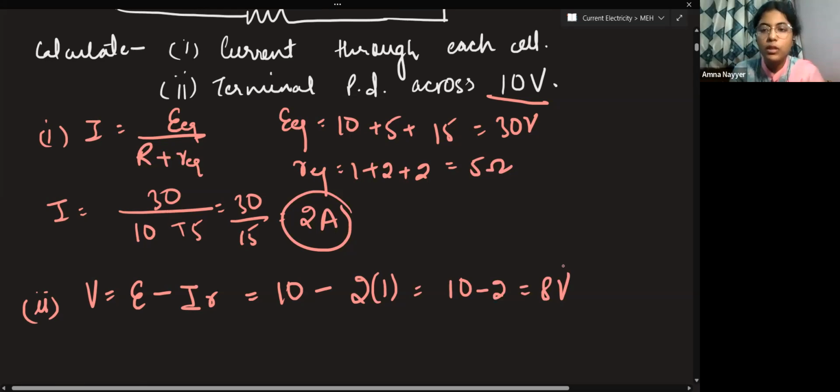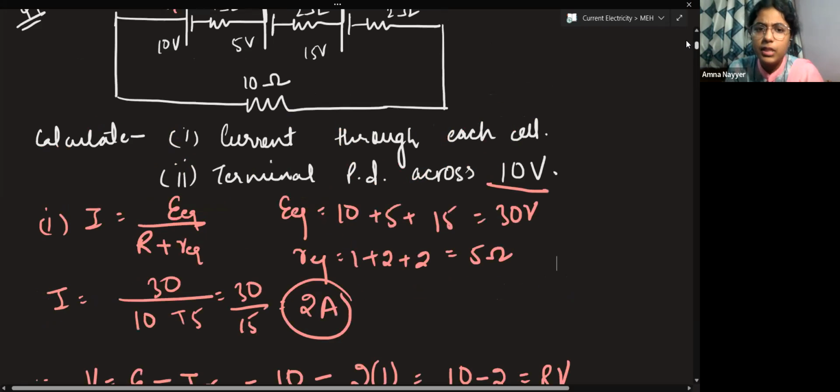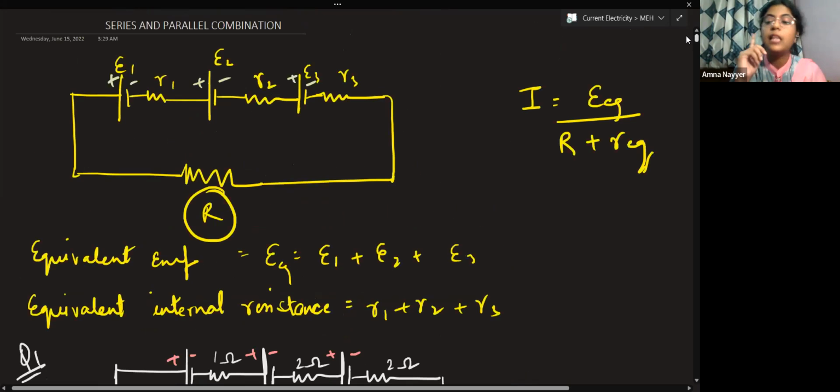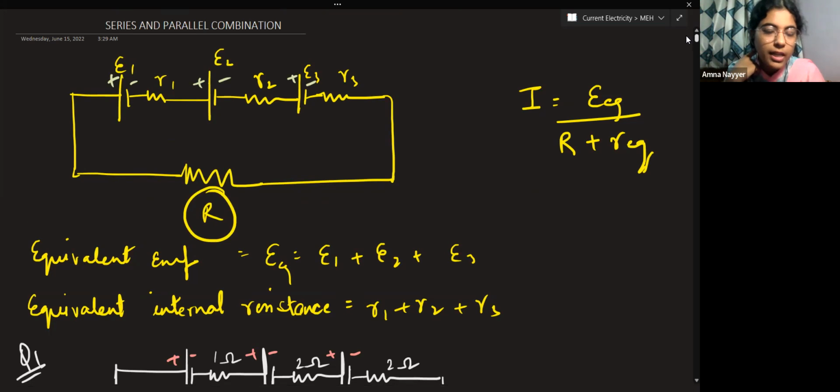So do one thing, note this part, and we'll begin with the actual circuits, series and parallel combination. First, we'll do the series combination. We'll see the easy questions first, and that case is very important. Infinite series case. Infinite series can come for capacitors as well, but we'll do it one time for resistors.